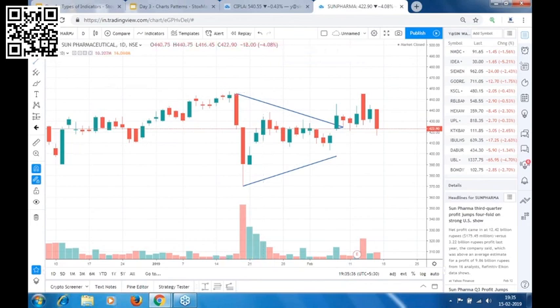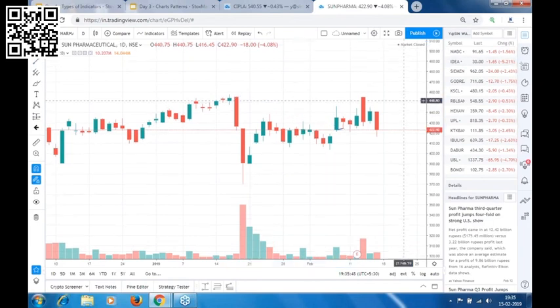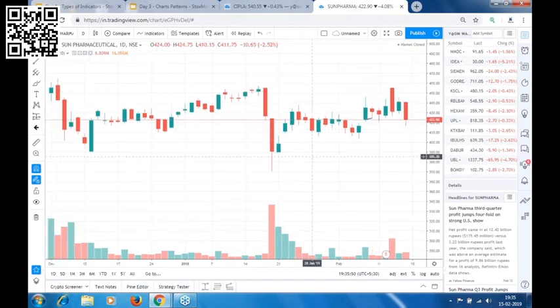We can draw triangles with the use of trend lines. Similarly, we can draw a channel to see if a stock is trading in a channel, where it is taking resistance and where it is taking support. So whenever you see a triangle kind of formation, then you have to wait for a breakout.